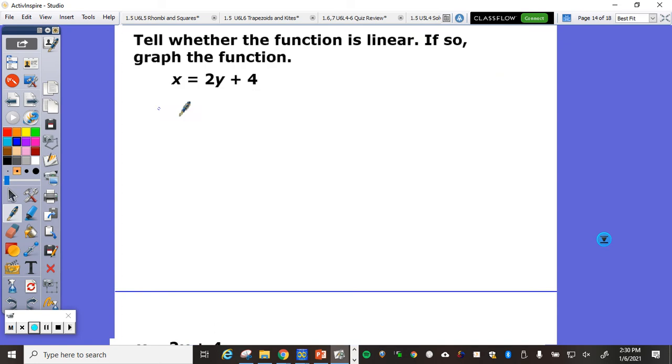Now, is this a linear function? We're not going to graph it. I want you to write this in standard form. This is a linear function. It doesn't violate any of the rules. So I want you to write this in standard form.